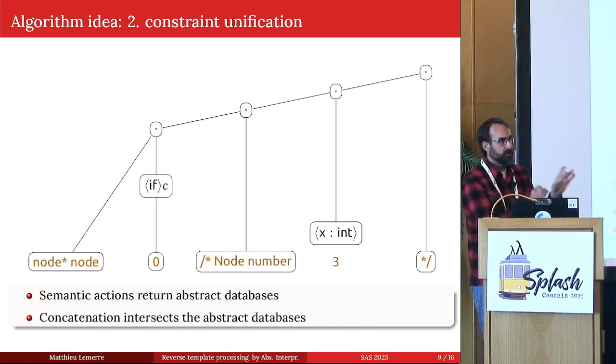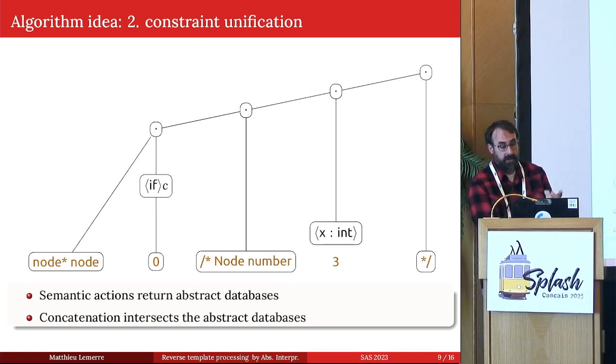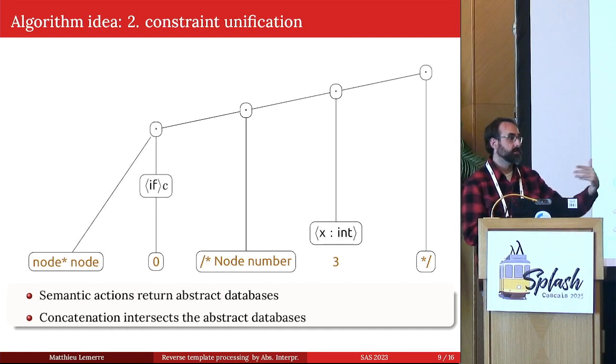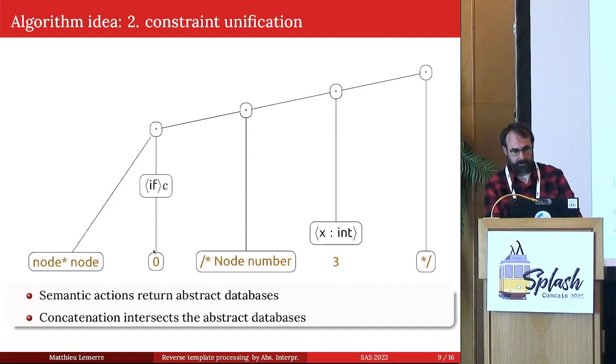When you are doing a parser, you have these so-called semantic actions, which are basically a function that maps a parse tree, the text in the parse tree, to some value. And this value here will be what I call an abstract database, so abstractions of the possible databases. So this is how it works. This is the first parse tree.